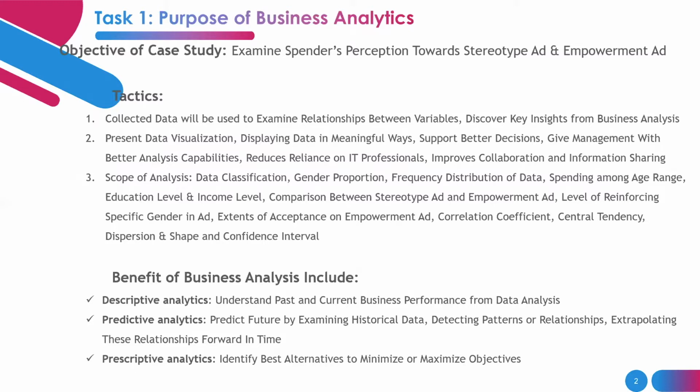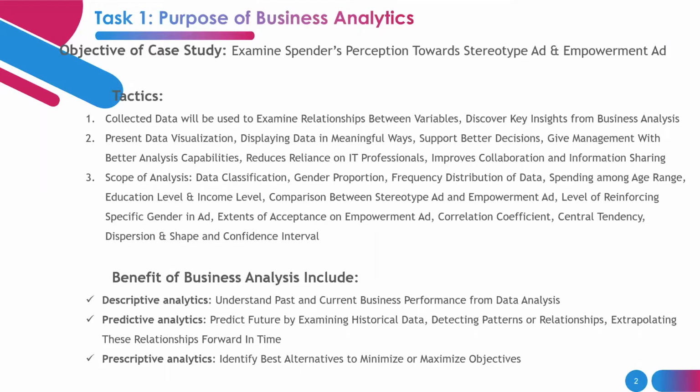The data used in this project also covers various aspects of the spender's demographics as stated here in point 3. So some of the examples are data classification, gender proportion, frequency distribution of data, then all the way to dispersion, shape and confidence interval. So this is what we are working with in this project.